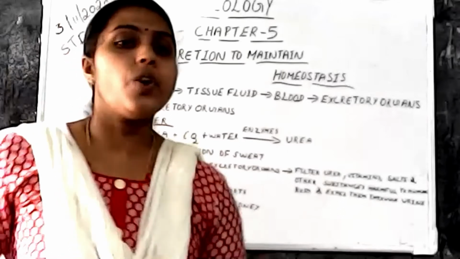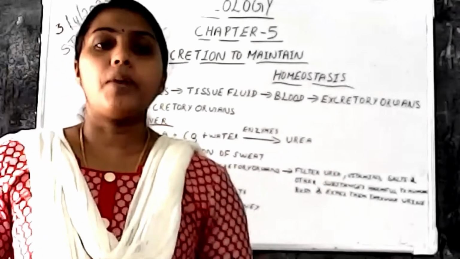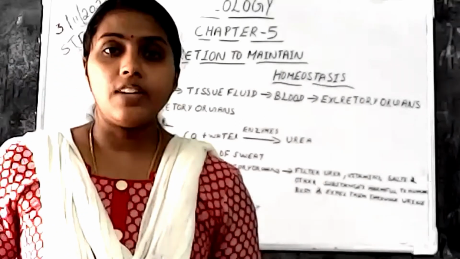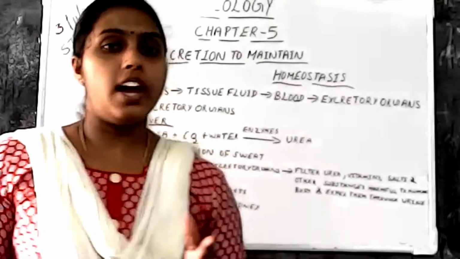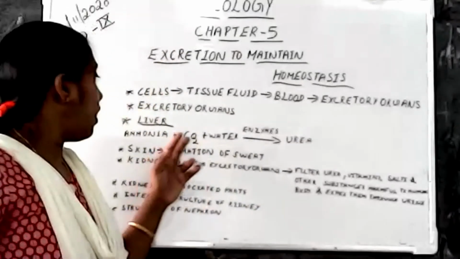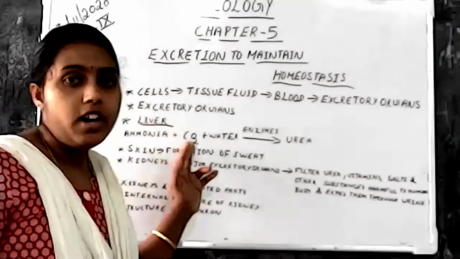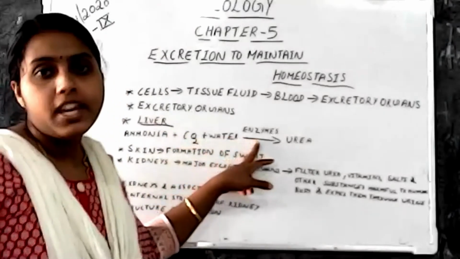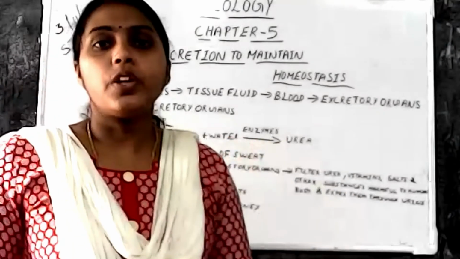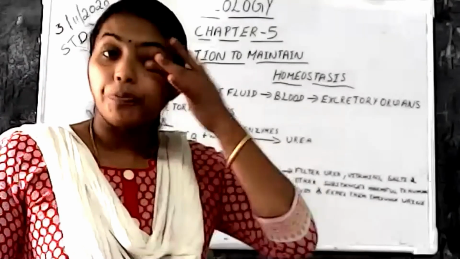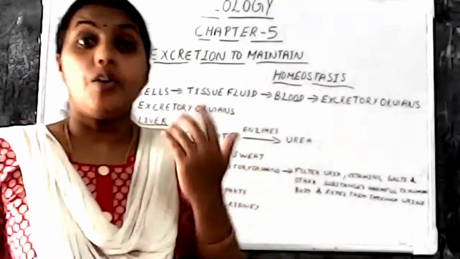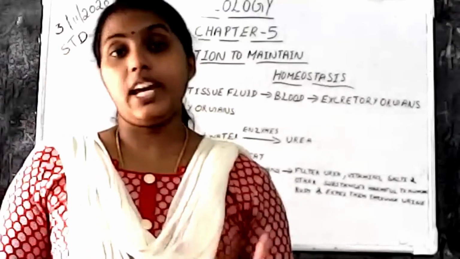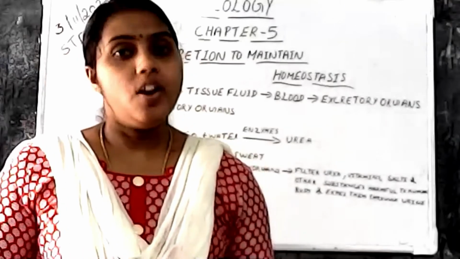Is it clear for you? So from the cells, this ammonia reaches the liver, and this ammonia mixes with the carbon dioxide and water in the liver in the presence of enzymes, and it will be converted into urea. Is it clear for you? This is the function of the liver, how it helps in the removal of the waste.